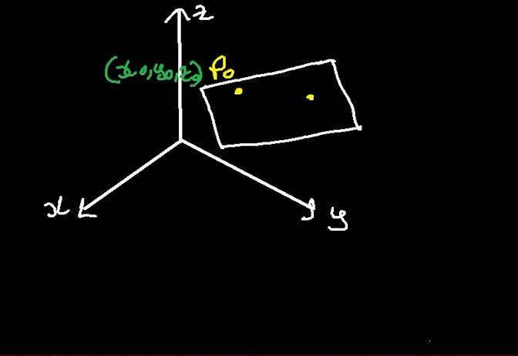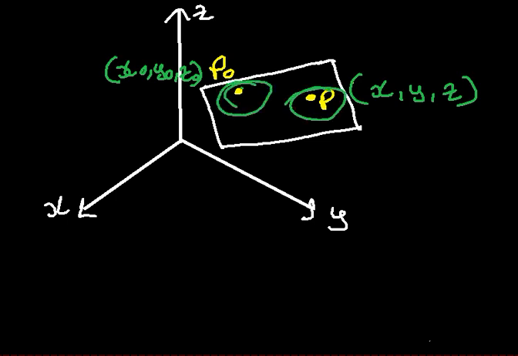And now let's say we have another point. I'll call it a point P. In this case, let's say the coordinates at the point P are given as x, y, as well as z. Now let's think of expressing the position vectors with respect to these points.